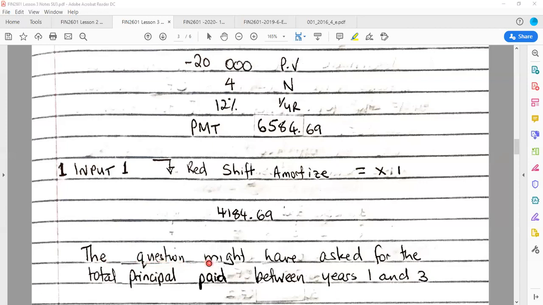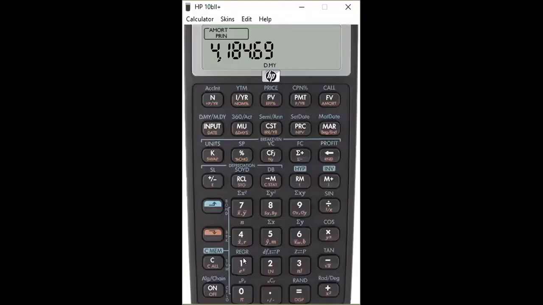Okay. So let's change the question slightly just for practice. Let's say the question had asked how much principal in total is paid between years 1 and 3, or between payments 1 and 3. So here we would input 1, then we would input 3. So we're saying from time 1 to time 3. Then we would press shift amortize, so from 1 to the 3rd payment. The total principal paid between years 1 and 3 is 14,120. The total interest paid is 5,633, and the balance on the loan is 5,879.19. So that's another way the question could be asked, right?